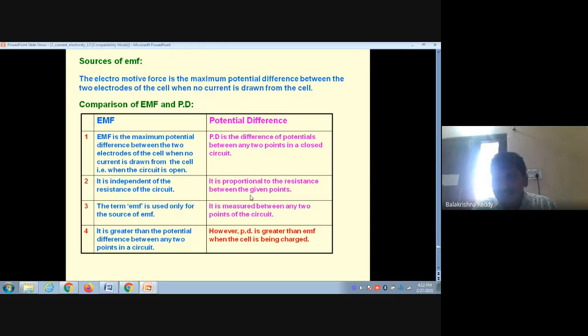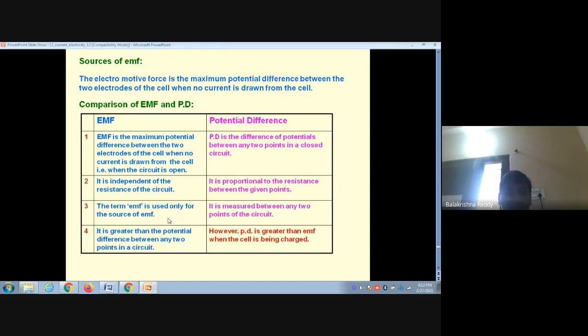Here it is completely belonging to the external circuit, because we are finding the potential difference in the external circuit. If there are extra resistances, they will affect this potential difference. So that's why it is proportional to the resistance between the two given points where you wanted to measure. The term EMF is used only for the source of EMF.